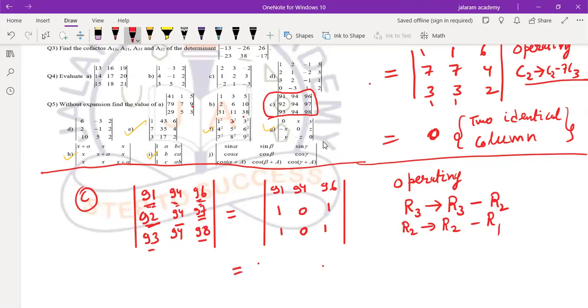So there are two identical rows. So we write that the value will be 0, as it has two identical rows, as we have done in previous question number E also.